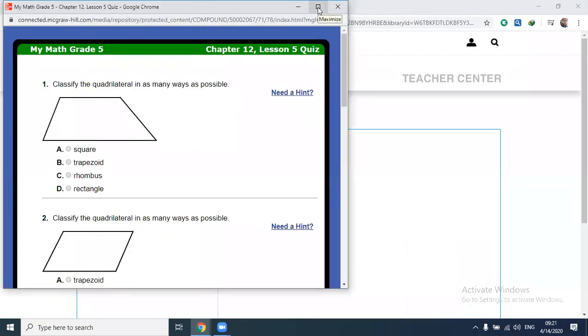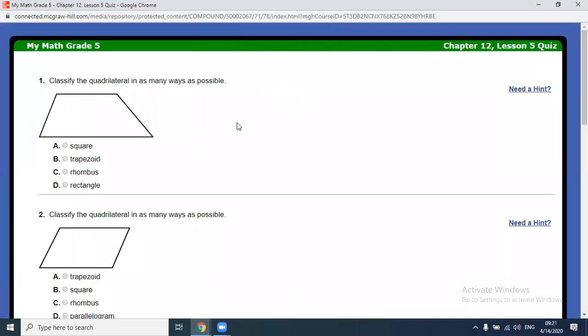Okay, guys, I have this quiz of the lesson. Number 1, classify the quadrilateral in as many ways as possible. This polygon is a quadrilateral, right? I can name it as a square, trapezoid, rhombus, or rectangle. What is the name of this quadrilateral? Rectangle.